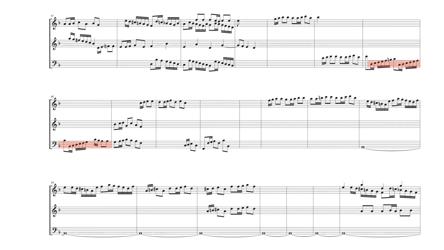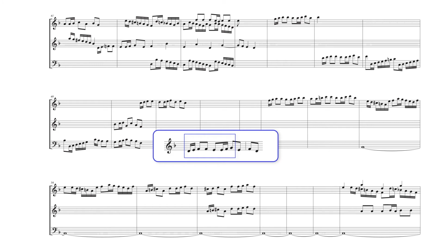The ascending version of the second motif is then used in these bars without any episodic or other motivic material, although beginning here, a motif using the complete rhythm but different contour of the subject is used. Vivaldi immediately follows this entry in C major with this motif, again using the subject's complete rhythm but with a different contour.